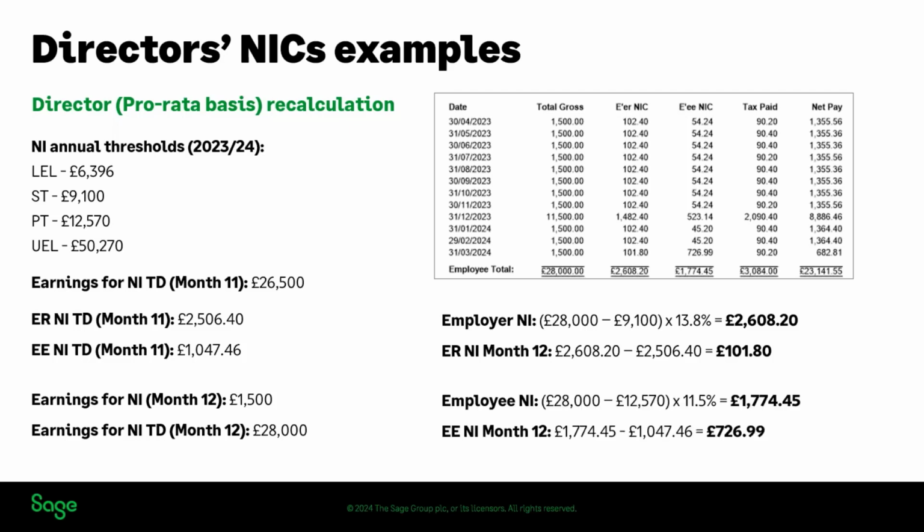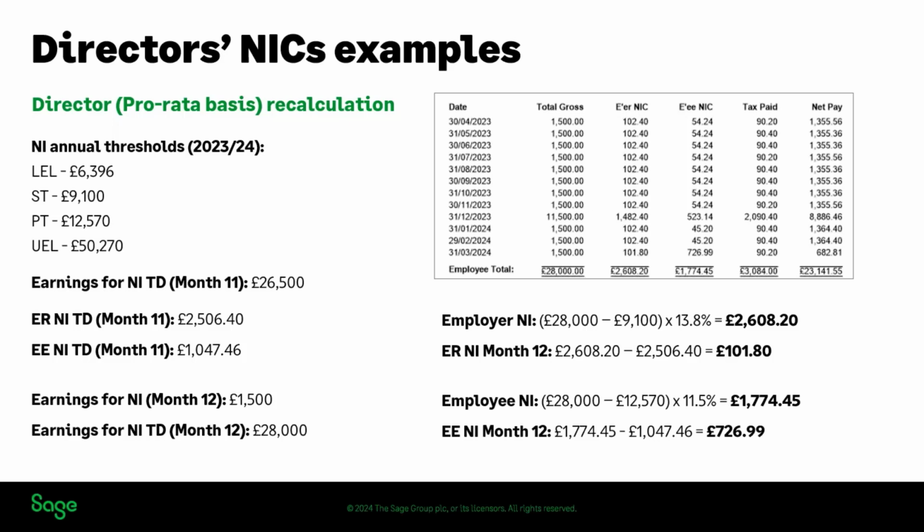The employee, on the other hand, if we look at their annual calculation, so we subtract the primary threshold and multiply by the 11.5%, gives us the amount of NI to date. And then taking away what has been paid so far, leaves us with that £726.99.